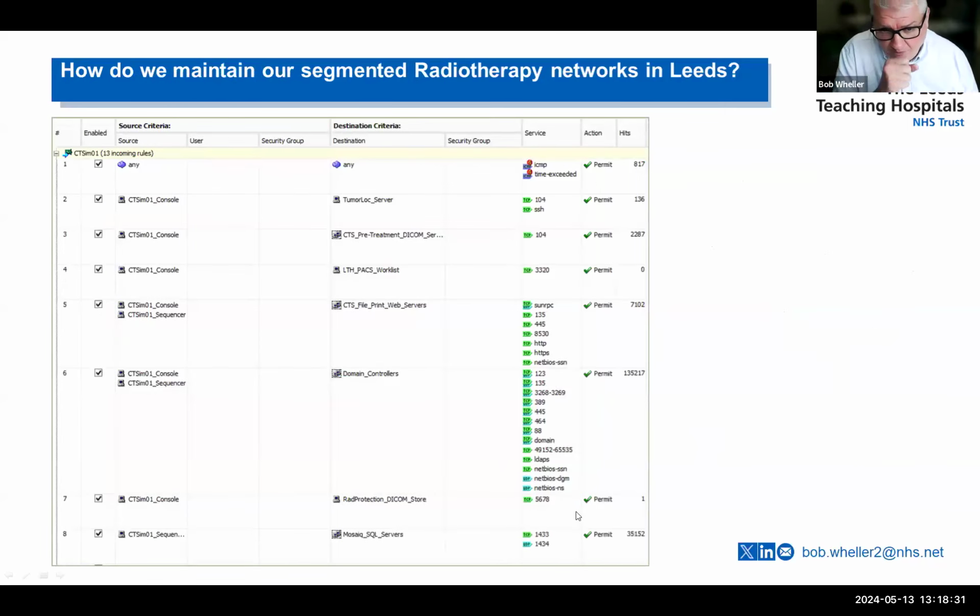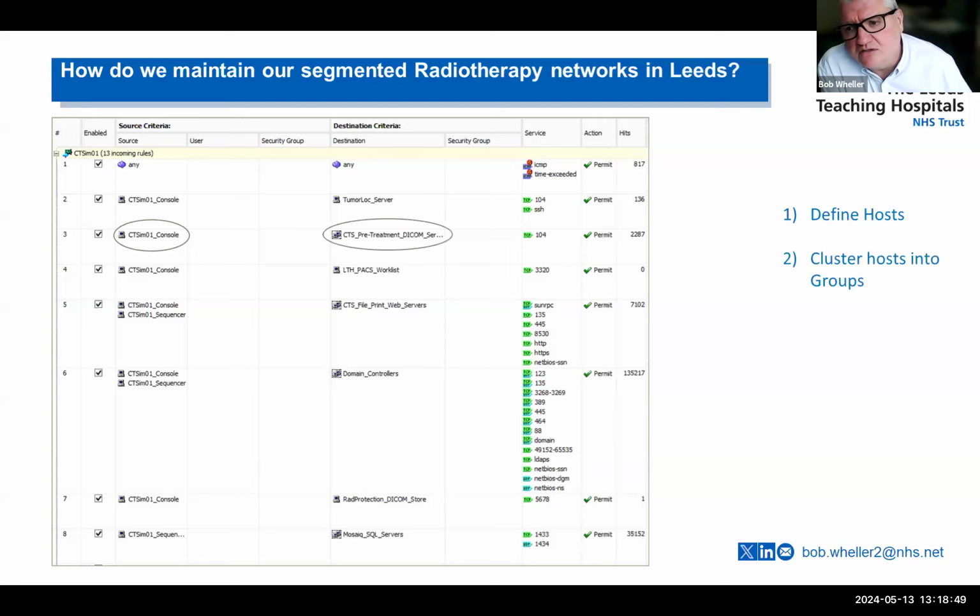So this is what the interface looks like for us. It gets a bit dated, but it certainly serves its job. And the way that we manage and configure it is we define a host. It's just a network IP address and a host name. We cluster those hosts into groups to make it easier to manage.